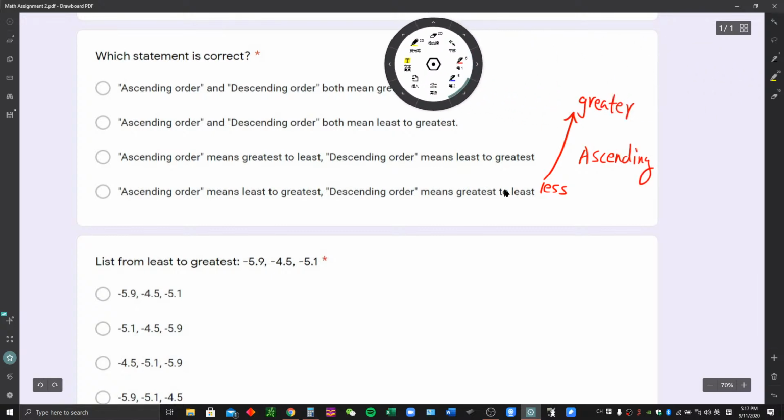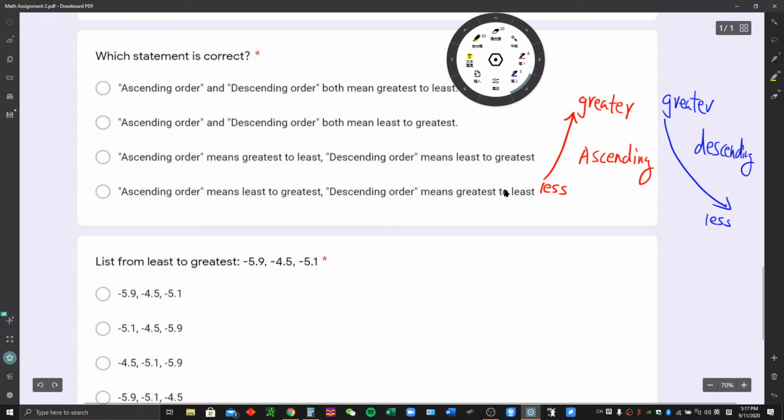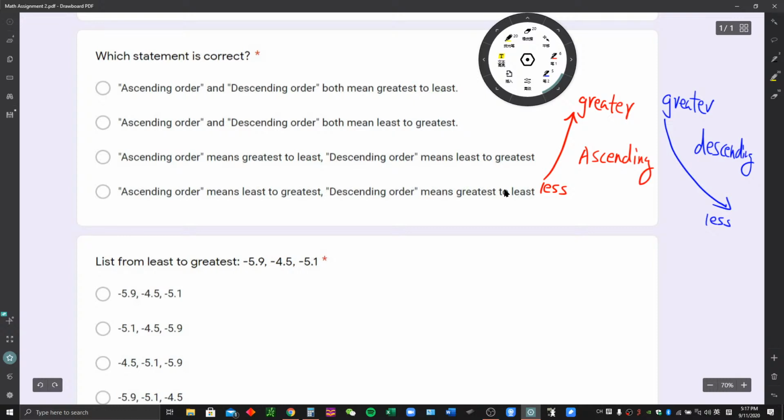Well, for descending order, it's from greater to less. So this is descending, it's decreasing. So in those statements, both mean greatest to least.